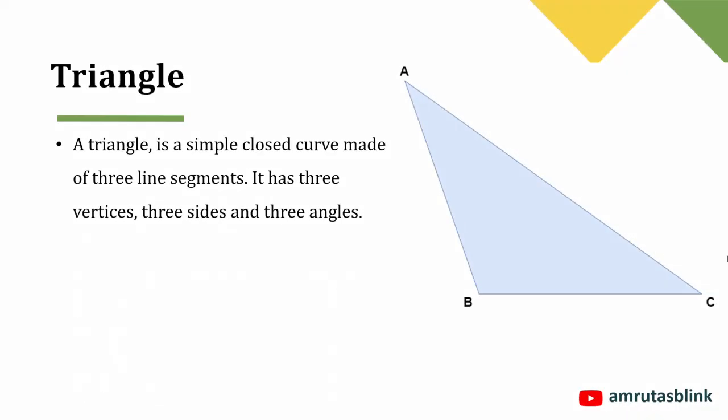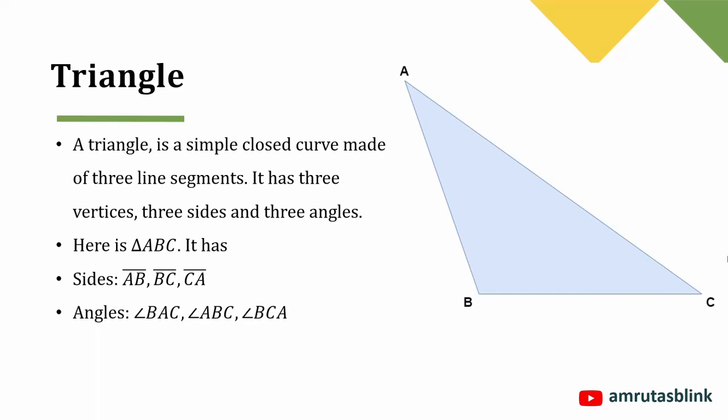Triangle. A triangle is a closed curve made up of three line segments. It has three vertices, three sides and three angles. Here is a triangle ABC. It has three sides, side AB, side BC and side CA. Angles, angle BAC, angle ABC and angle BCA. You can also denote these angles just by angle A, angle B and angle C. And the vertices are A, B and C.